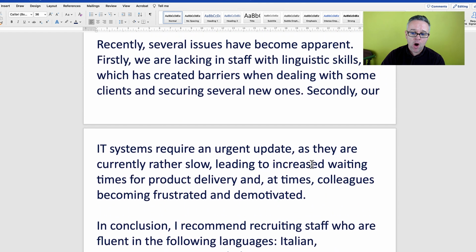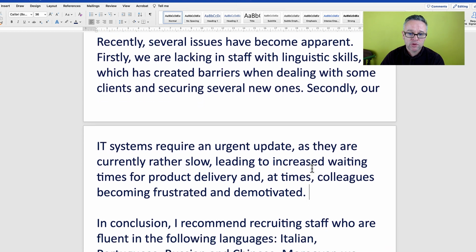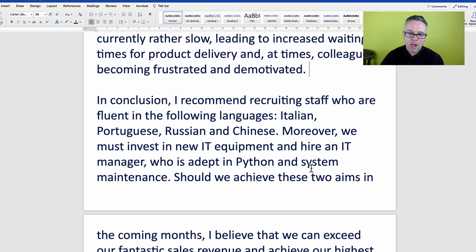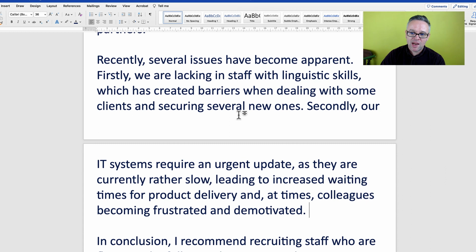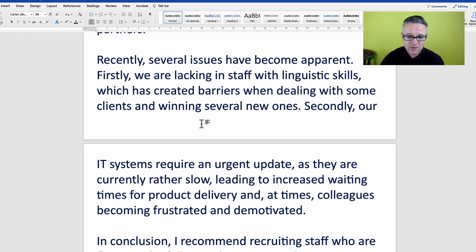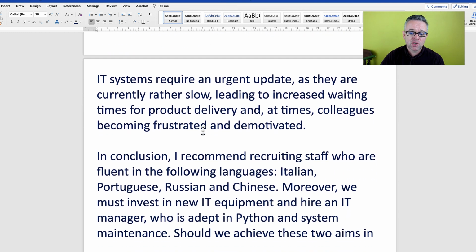So that is our paragraph where we talk about problems. And what we could say for the sentence where we've said securing several new ones, we could say winning. In a business, you can talk about winning clients, means gaining clients. So there we've not repeated secure.